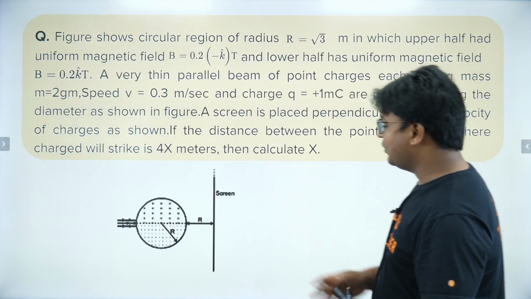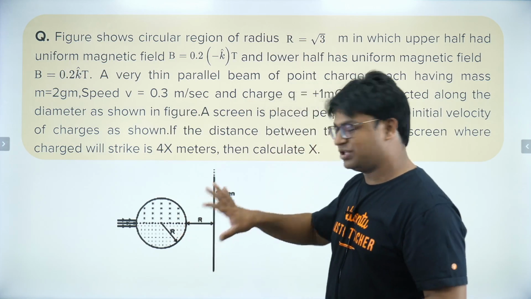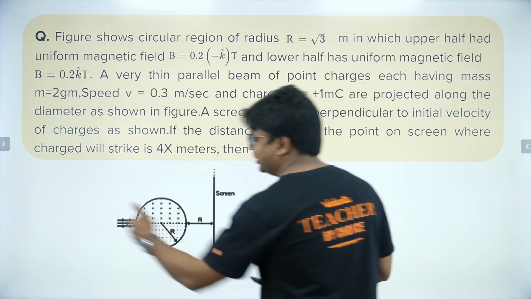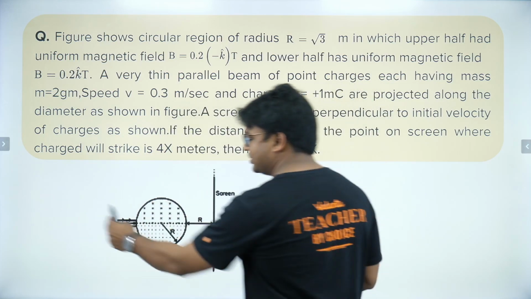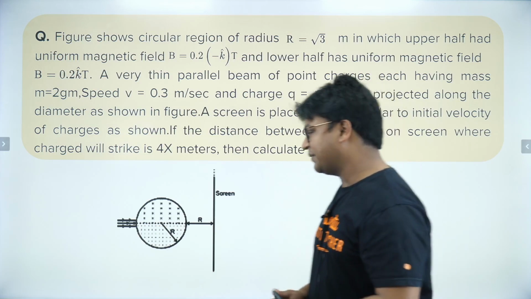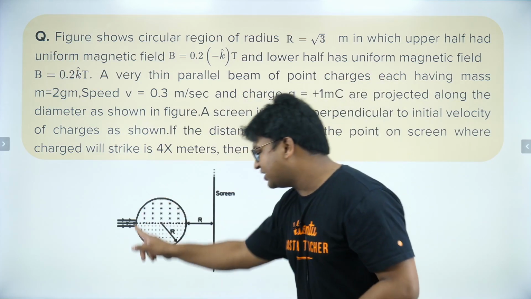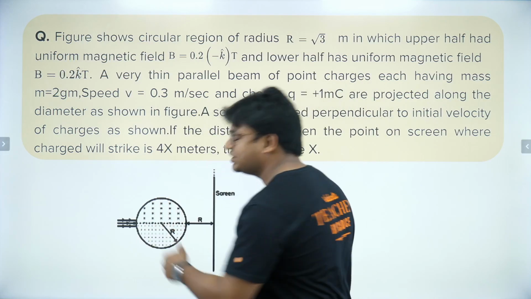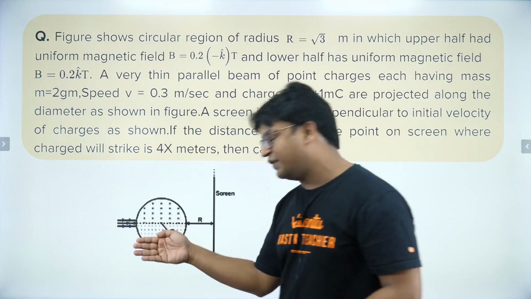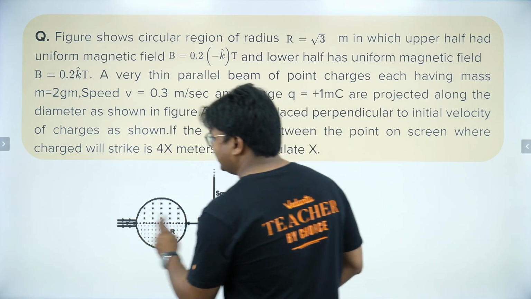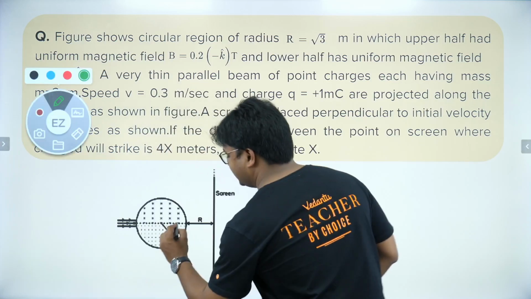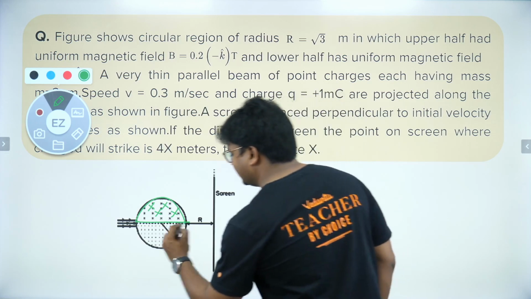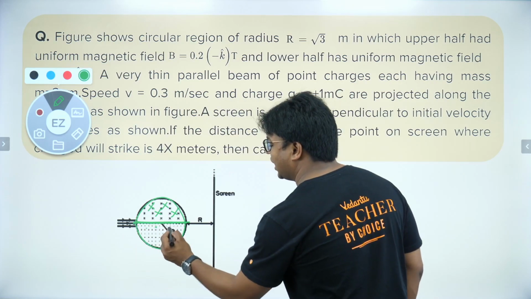Now we have another situation. This is a very nice question, one of my favorite questions. What is happening here? A stream of charged particles, positive particles, is being sent in, moving with some speed, and this is a region of magnetic field. Half of this region possesses magnetic field inwards, whereas the remaining half possesses a field outwards. In this half the magnetic field is inwards, while in the remaining half it is outwards.